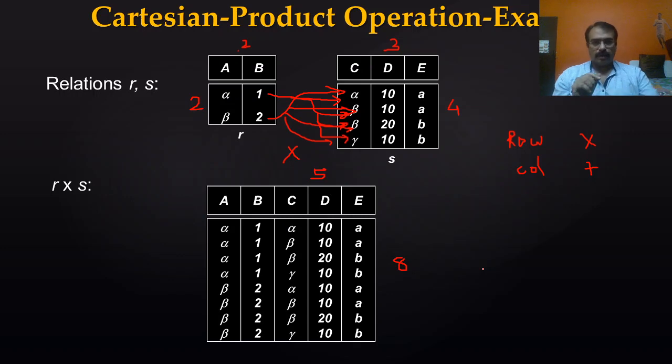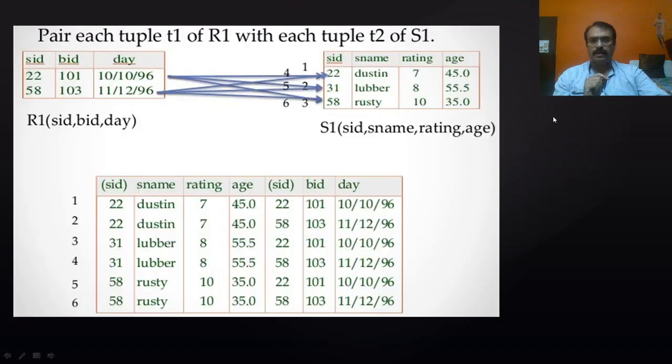Okay, so we'll go for a small example here, to make the thing more clear. Let us see this example. Pair each tuple T1 of R1 with each tuple T2 of R2. See here, R1 has a student ID, BID, and a day. And we have student ID, student name, rating, and age. What's happening here? You see, these two are multiplied. So this first row is multiplied with all 4 of them.